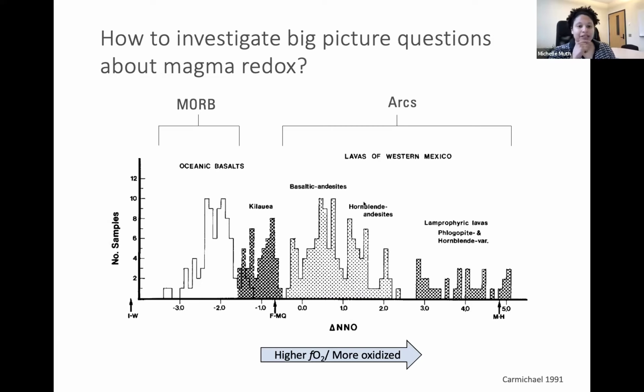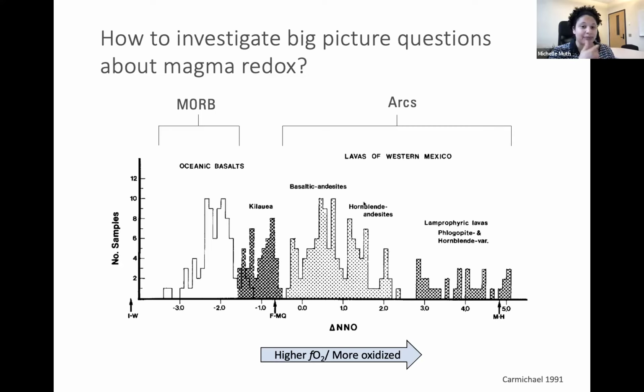So we know that there are some big picture questions about magma redox that we need to understand. One example of that is the offset in the oxygen fugacity of mid-ocean ridge volcanics in comparison to arc volcanics. This is one of the first papers to investigate this picture in detail. What this plot is showing is a compilation of oxygen fugacity, or fO2, measured in volcanic rocks for mid-ocean ridge basalts in this white data set and arc volcanics in the two data sets furthest to the right. You'll notice that oxygen fugacity is expressed relative to a buffer system, as delta NNO values. For this talk, all you really need to know is that higher delta NNO values mean that the system is more oxidized.